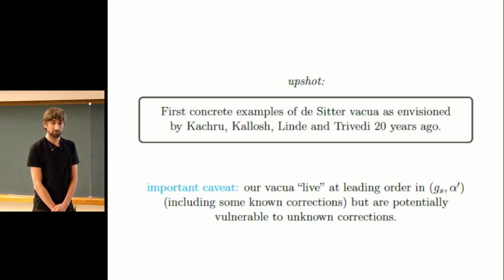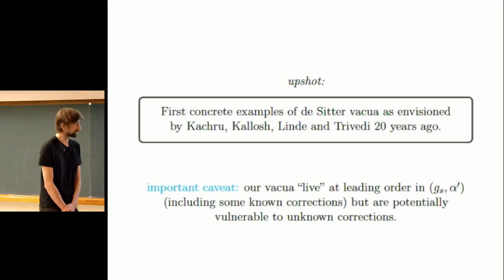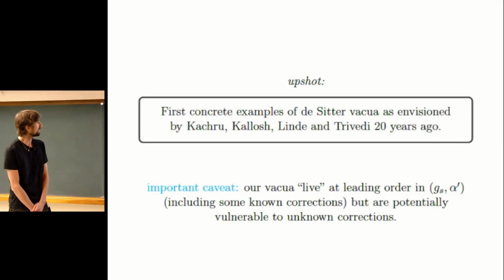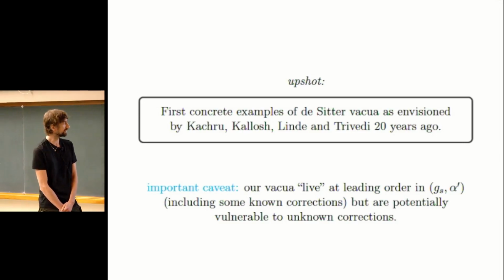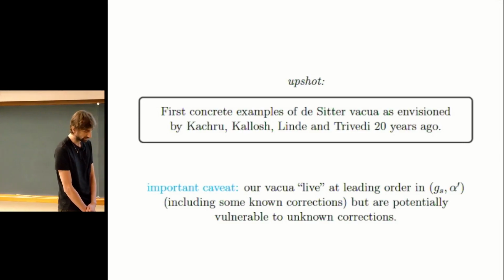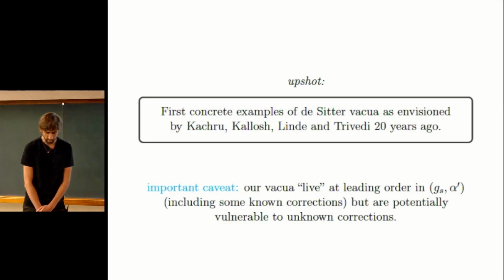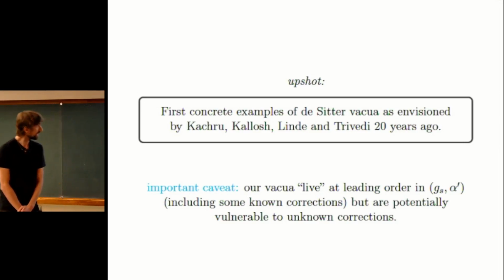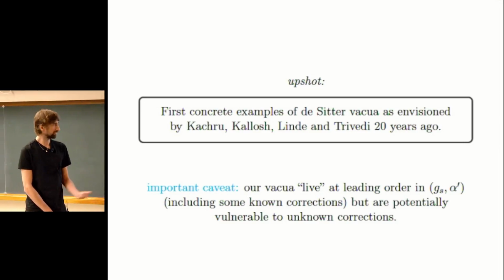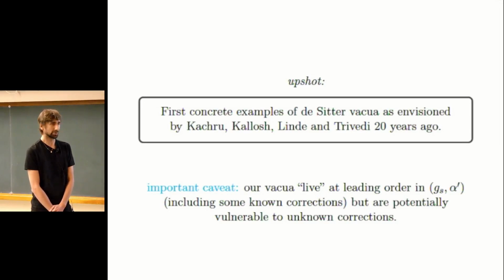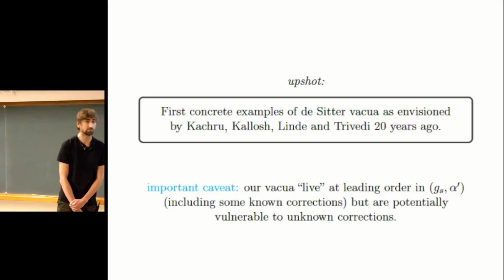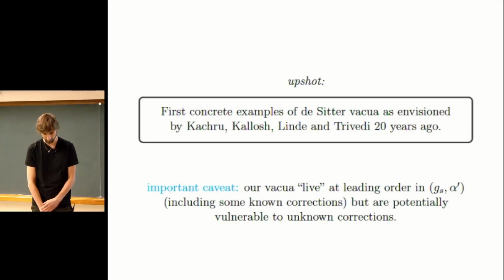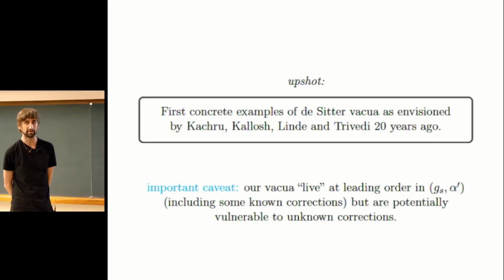And I will also give you right away perhaps the most important caveat to this, namely our vacua will live to leading order in the string loop and alpha prime expansion in type IIB string theory. Although we're also including some known corrections to this. But of course, we don't know all corrections, so these will be potentially vulnerable to corrections that we don't know. And I will comment on this a little bit in the end.